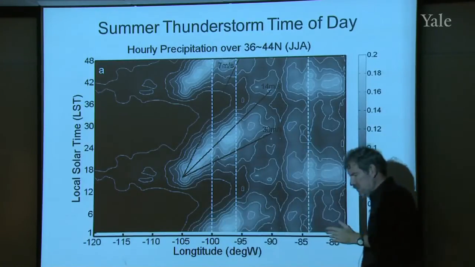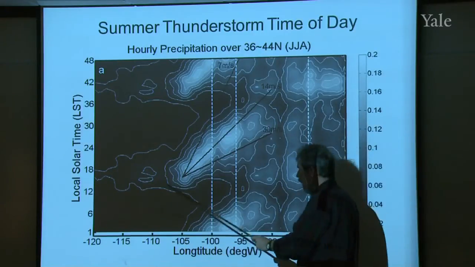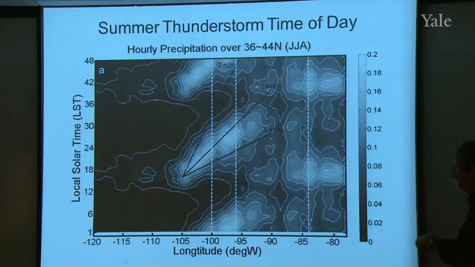So instead of actually using time zones, which are kind of an artificial construct, right? You make arbitrary choices about where to switch from Eastern time to Central time to Mountain time. This is just local time. Basically, how high is the sun in the sky? That determines what this clock would be. And then contoured is the precipitation rate, the hourly precipitation rate.